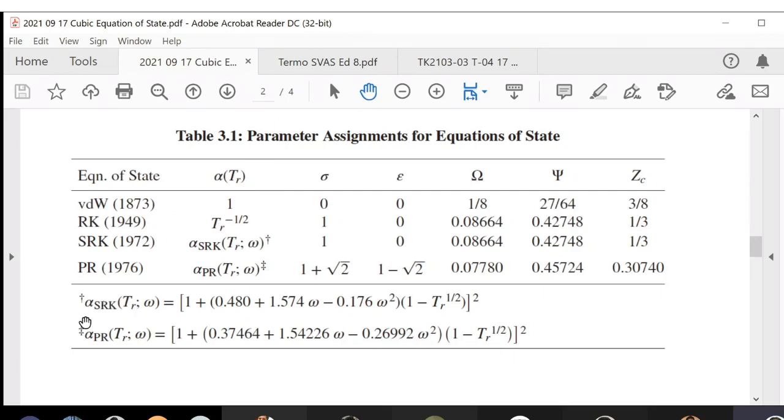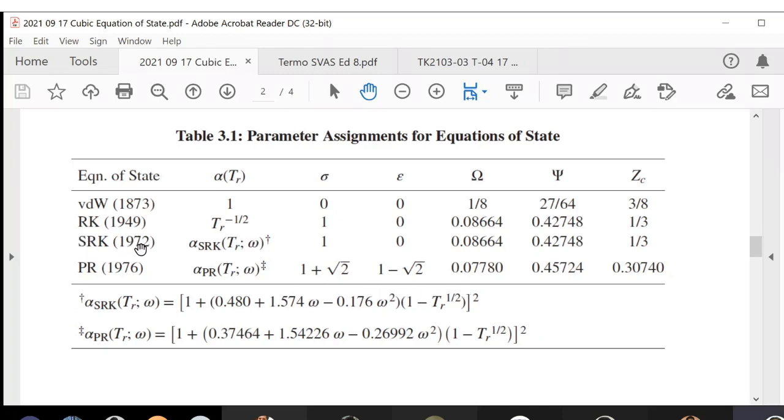We have alpha for SRK as a function of TR and omega. What is that omega? Later we will check in the table. Omega is the eccentric factor. For a round molecule like methane, CH4, omega is very low, but for a long chain molecule, omega is higher. This is a function of TR and omega. Where is omega? It is here. Where is the TR? The TR is over here. So the alpha for the SRK is a function of this.